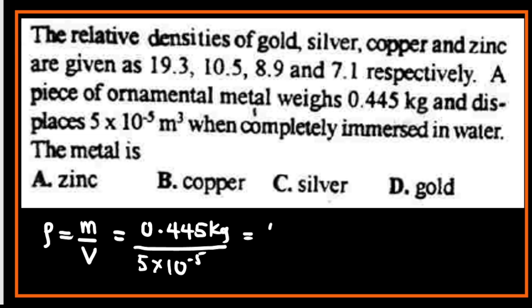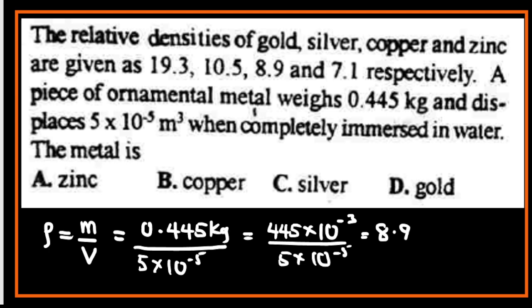To make this easy for you, convert it to standard form, power of 10. This is 44.5 times 10 raised to minus 3, divided by 5 times 10 raised to minus 5. So how many times can 5 go in 44? That's 8 times. So you have 8.9 times, and when you use the law of indices here, that's going to be 10 raised to the power of 2. So this is 890 kilogram per meter cube, right?